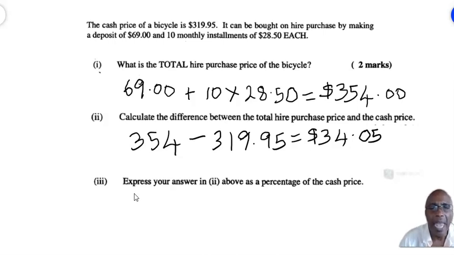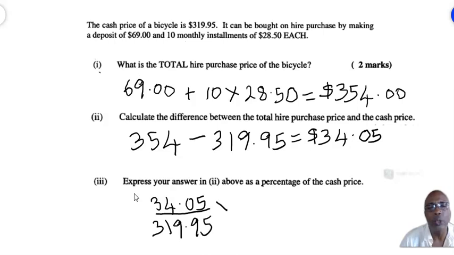And finally, express your answer in part 2, that's $34.05, as a percentage of the cash price. So as we saw, to express as a percentage, we'll write the 34.05 over the cash price, which is $319.95, as the fraction. And then to convert to a percentage, we multiply by 100.